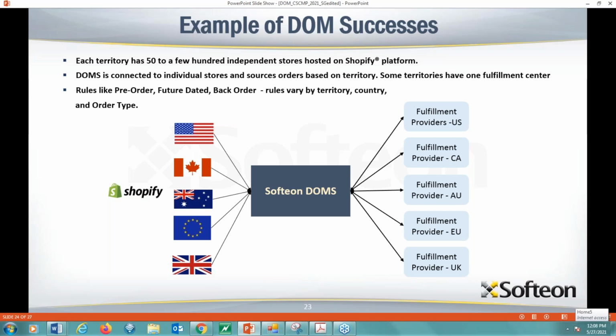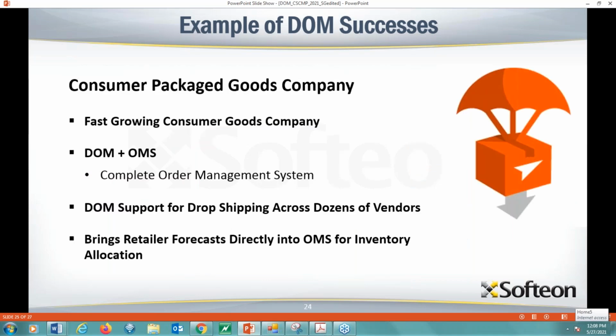All said and done, we will have around 1,000 plus stores where DOMS connects and identifies the best place to ship from, along with pre-order, future dated, and also the splits.